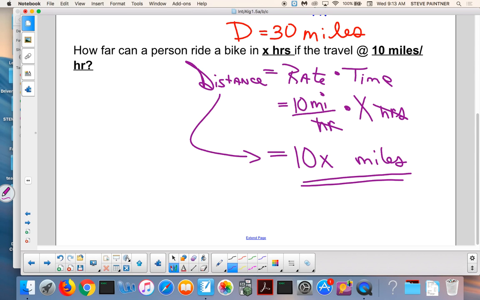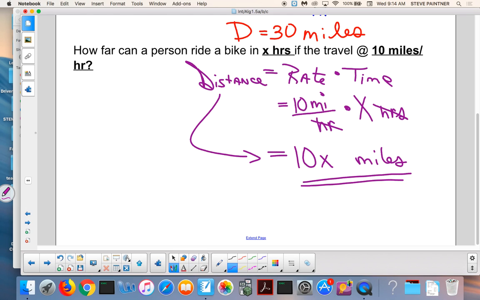How far did you travel? 10X miles. So sometimes you just don't get an answer like 30 or 40. You get 10X. Does that make sense? Is distance that hard? No, just put numbers in and multiply, and sometimes you get an algebraic expression.